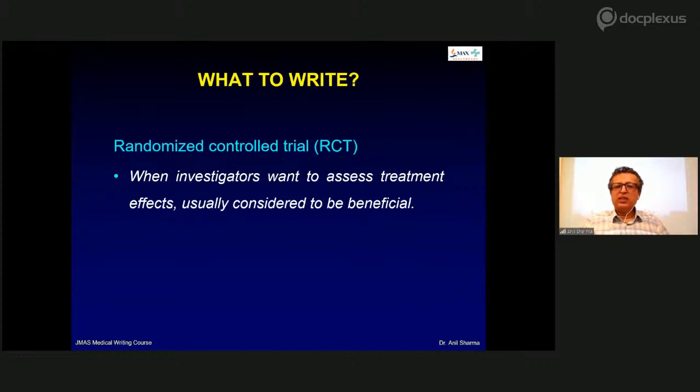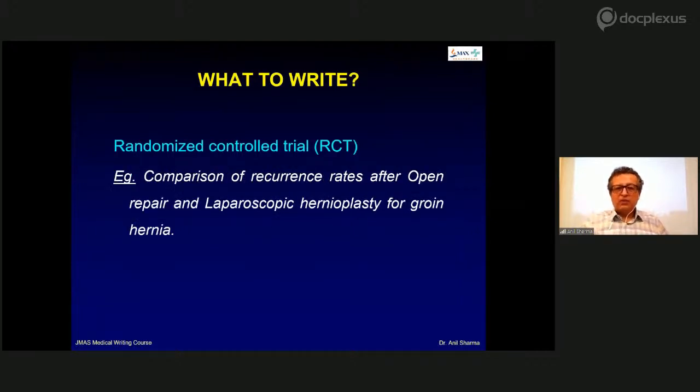Then, of course, the randomized control trial. Now, randomized control trials are done basically when investigators want to assess treatment effects which they consider to be beneficial. For example, the laparoscopic hernia group, say about 20 years ago, would want to prove that you have lower recurrence rates following laparoscopic hernioplasty than following Lichtenstein repair, and that can only be conclusively proved by a randomized control trial.